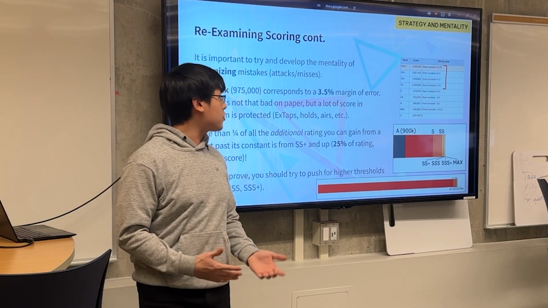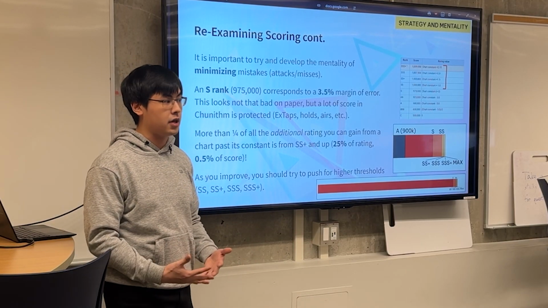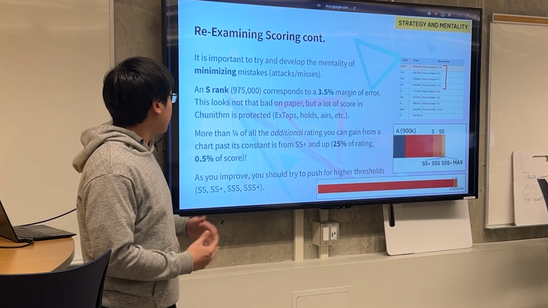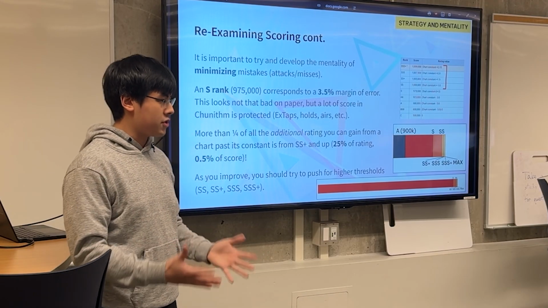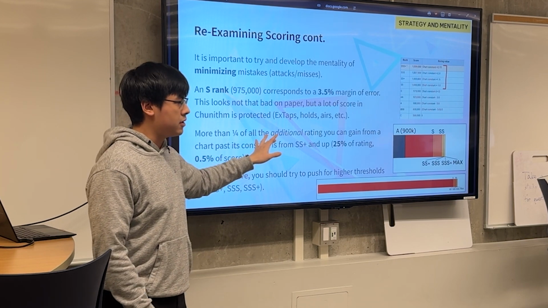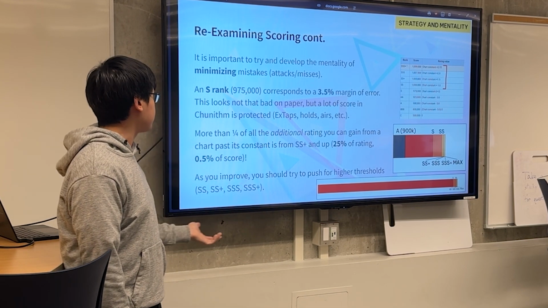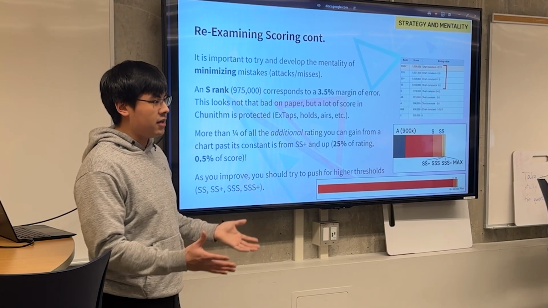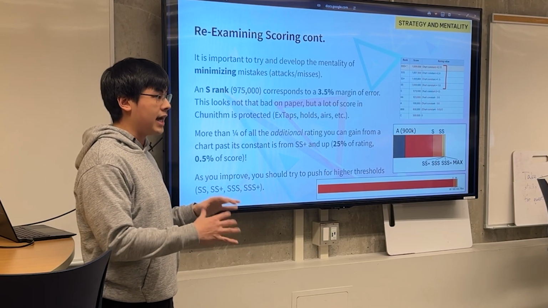It's also important to develop the mentality of trying to minimize as many mistakes as possible early on. Essentially, an S rank, which is quite good to start out, obviously, corresponds to about a 3.5% margin of error from the total score. So 975 over 1,010,000, right? This looks okay on paper, like 3.5 is low, but a lot of score in Chunithm is highly protected.